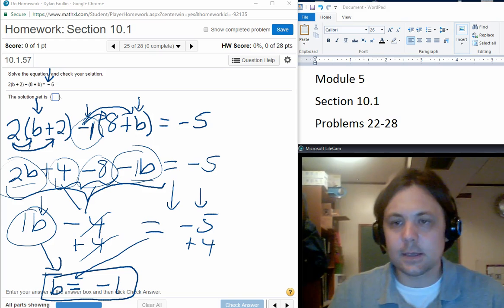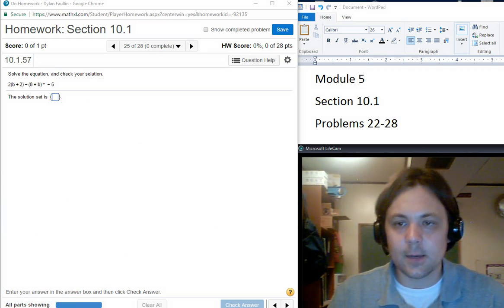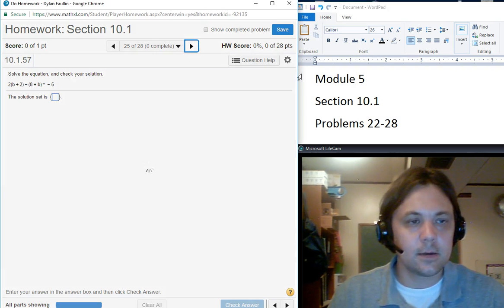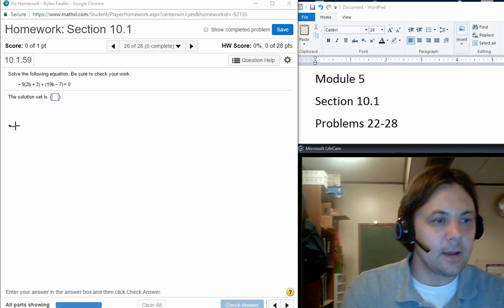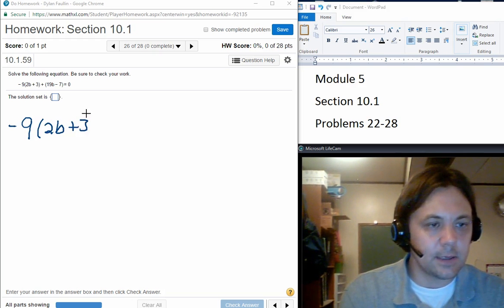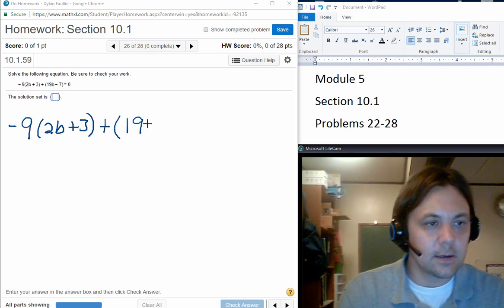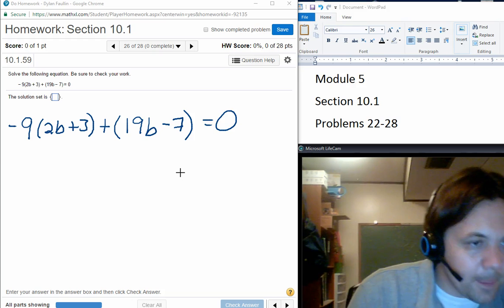All right, let's take a look at the next example, which is number 26. So more parentheses. So we have negative 9 times 2b plus 3, plus parentheses 19b minus 7 equals 0.